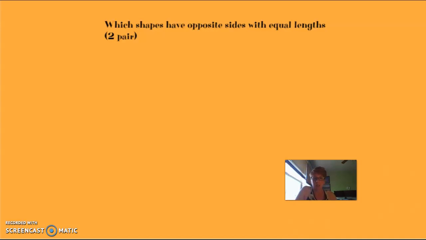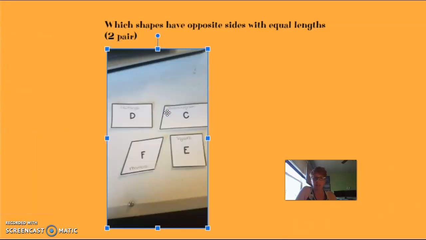All right, what'd you come up with? Let's show you what I've got. These are the shapes that have two pairs of sides with equal lengths: a rectangle, a parallelogram, a rhombus, and a square. And I can see out of these shapes, the square is the only one where all four sides are the same. But in the other ones, the top and the bottom are the same, and the left and the right are the same. So good job on those.